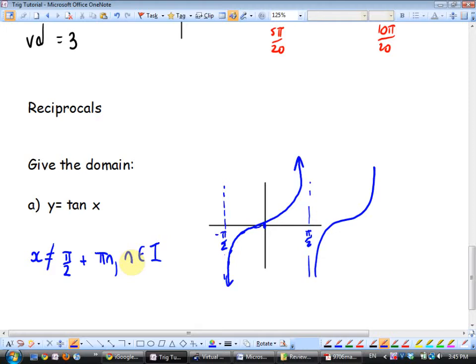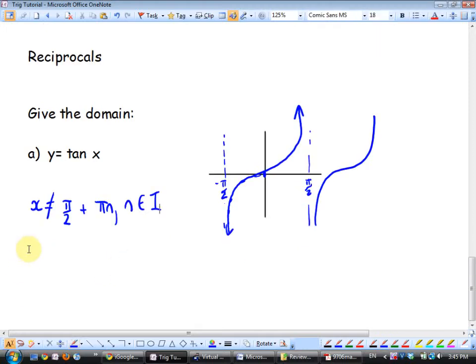What if instead of give the domain, I said give the asymptotes? It's almost identical. The asymptotes are the equations of these lines sitting in this gap. They're vertical lines. What's the equation of any vertical line? X equals. Y equals is horizontal. X equals is vertical. Where would they be? If I asked you for the equations of the asymptotes, it would be x equals pi over 2 plus multiples of pi where n is an integer.